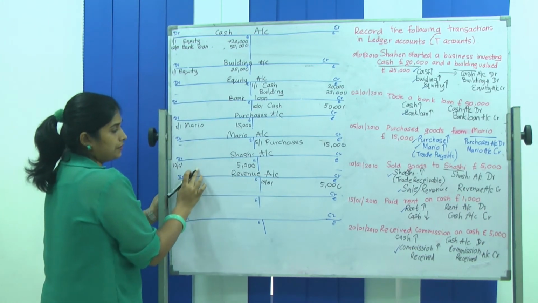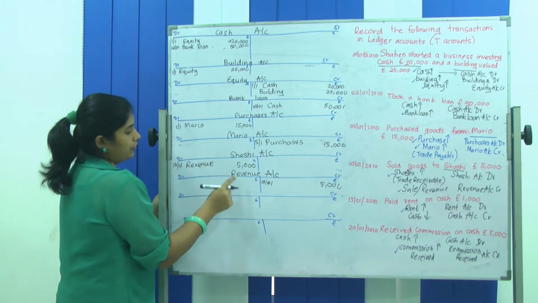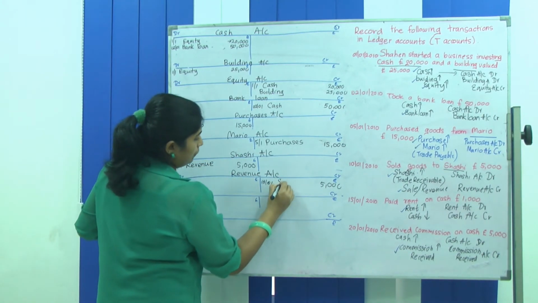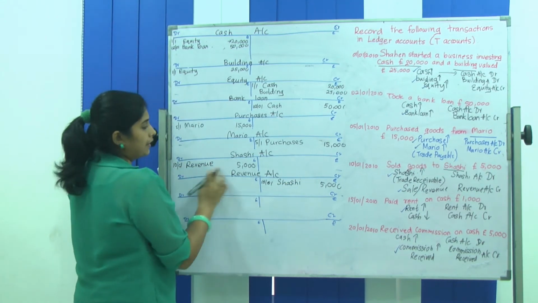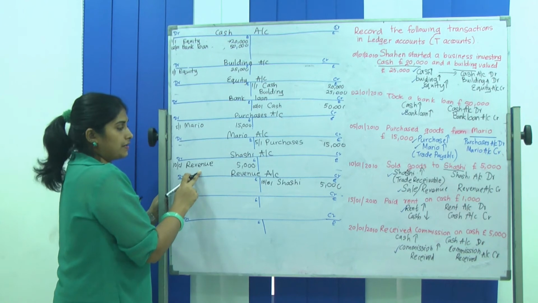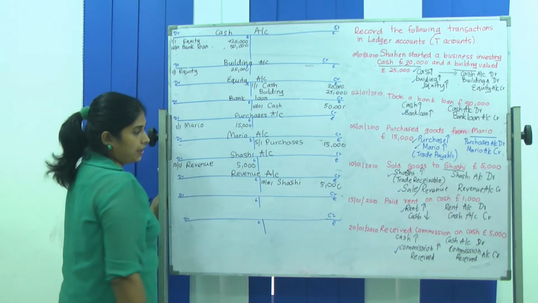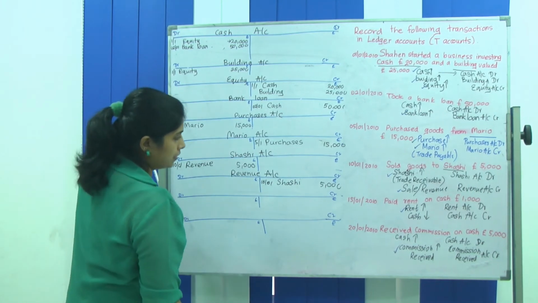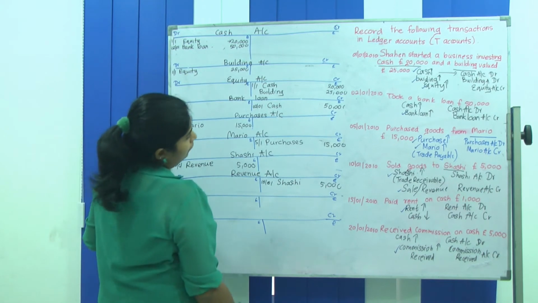In front of Shashi's debit entry you have to write revenue. In front of revenue account credit entry you have to write Shashi. Okay, which makes it easier to identify. If the debit entry is here, by writing revenue you show where the credit entry is, in which account the credit entry is.